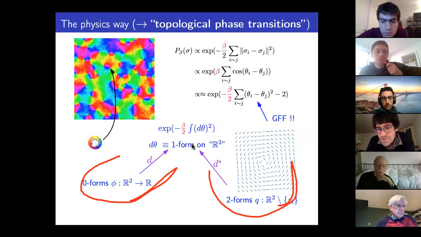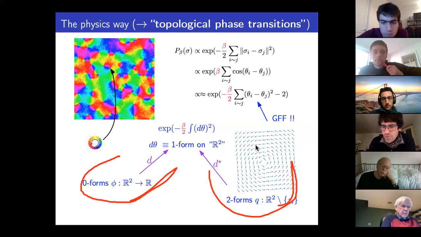And what happens is that in the case of the XY model, it's not completely correct, but in the case of the Villain model that I will introduce in 2 minutes, the contribution from the zero forms will exactly decouple from the contribution of the two forms, and those are called vortices. I'll get back to it.